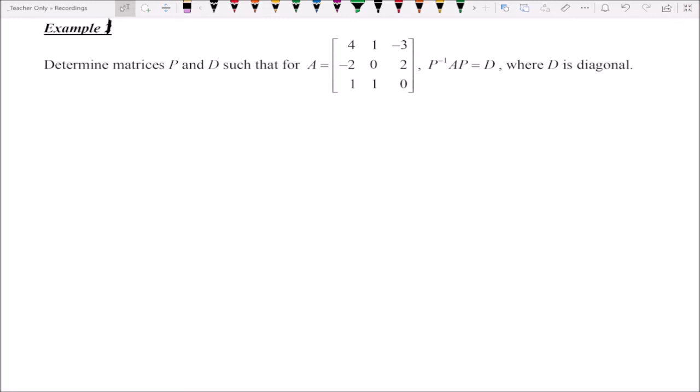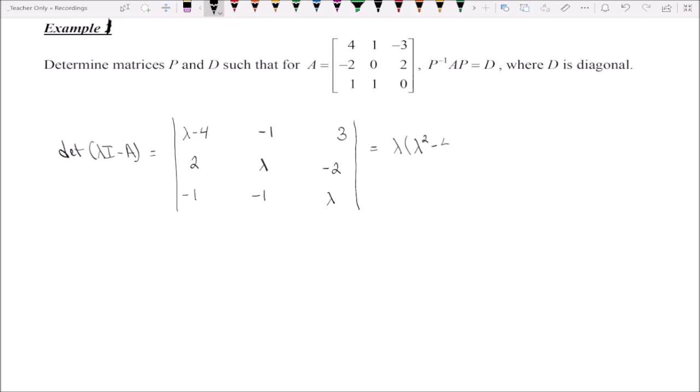All right, so recall to determine eigenvalues, first we must set up our characteristic equation. So determinant of lambda I minus A. This is equal to the matrix with first column lambda minus 4, 2, negative 1, second column negative 1, lambda, negative 1, third column 3, negative 2, lambda, and these should be determinant bars. Taking this determinant, we will get lambda times (lambda squared minus 4 lambda plus 3) is equal to 0.